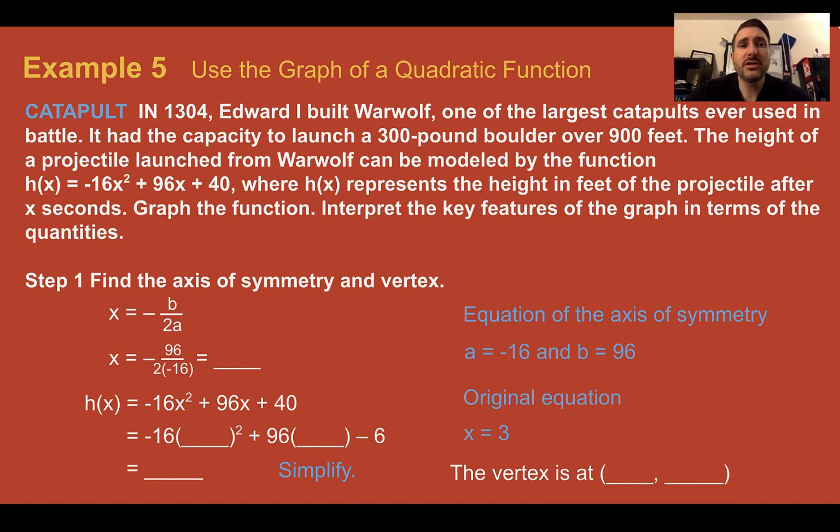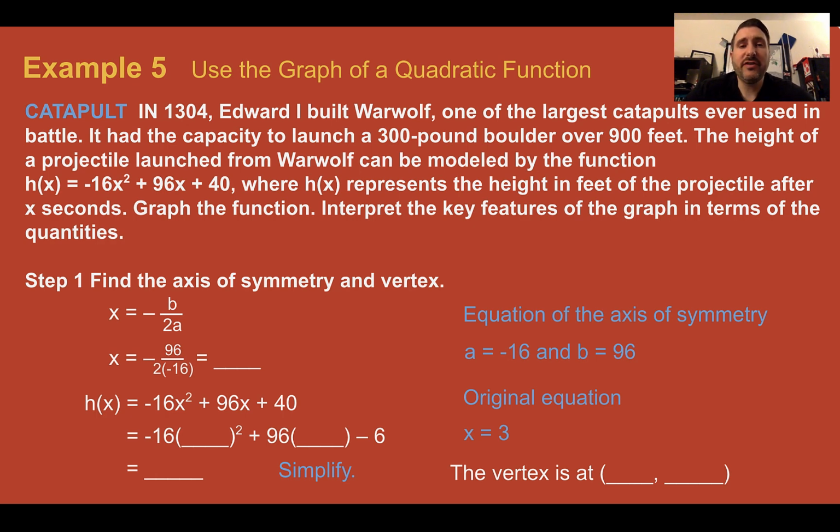Example 5. Use the graph of a quadratic function. Our real context here is a catapult. In 1304, Edward I built Warwolf, one of the largest catapults ever used in battle. It had the capacity to launch a 300-pound boulder over 900 feet. The height of a projectile launched from Warwolf can be modeled by the function h of x equals negative 16x squared plus 96x plus 40, where h of x represents the height in feet of the projectile after x seconds. Graph the function. Interpret the key features of the graph in terms of the quantities.